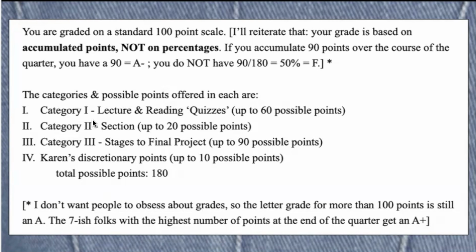The categories and possible points offered are: Category 1, lecture and reading quizzes, up to 60 possible points. Category 2, section, 20 possible points. Now, if you think about this in a point system, that's 2 letter grades right there. Category 3, stages to the final project, up to 90 possible points, and my discretionary points, which are 10, which is basically a letter grade, and they all add up to 180 points.